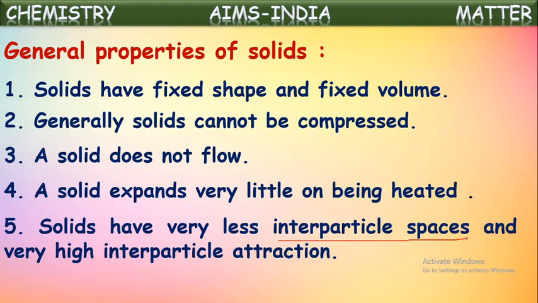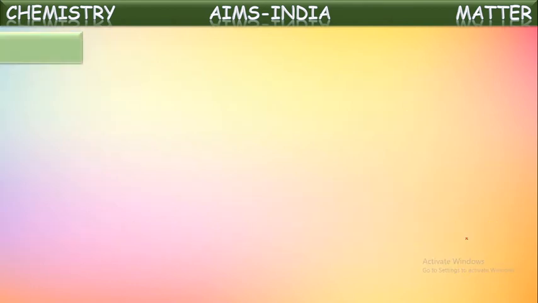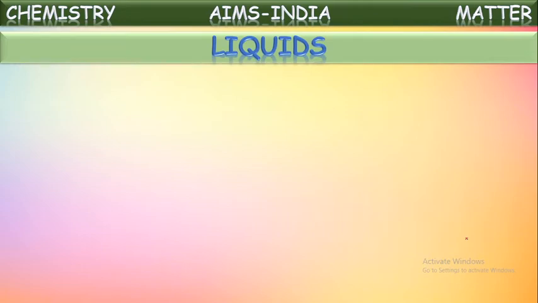We can say, simply, the friendship between the molecules is very high in case of solids. That is why they will always be close to one another. Okay, these are the properties of solids. Next, let us see about liquids.